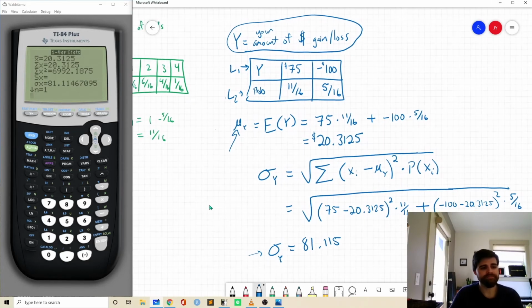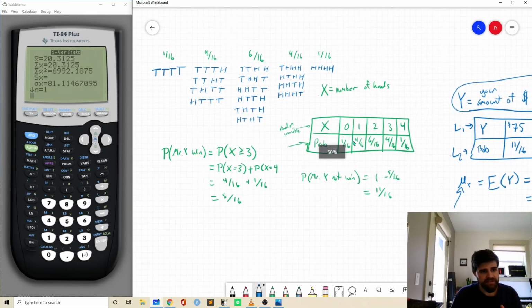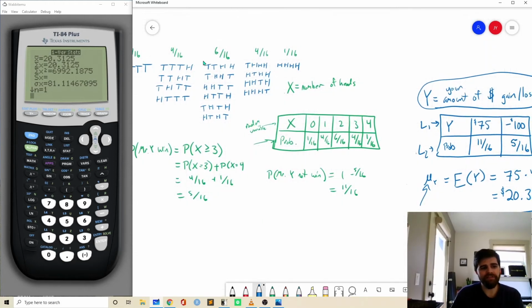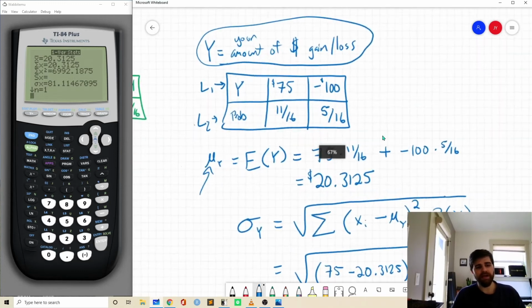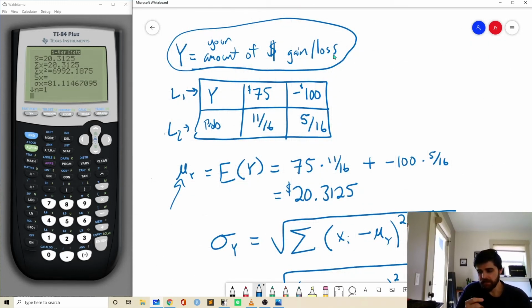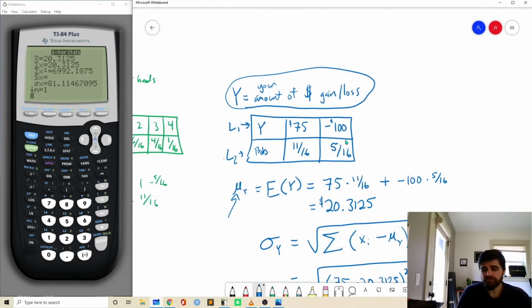Okay, so what we did here is we played this game. We had 4 coin flips, and we said, if I get 3 or more, then I win. We figured out that I was much less likely to win the game, so we made it more interesting by adding some money here. So you win, you get 75 bucks, but if you lose, you lose 100. And we still found out that it was advantageous to play this game, even though you stood to lose more than you gained.